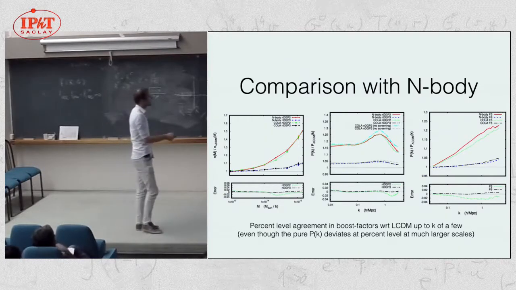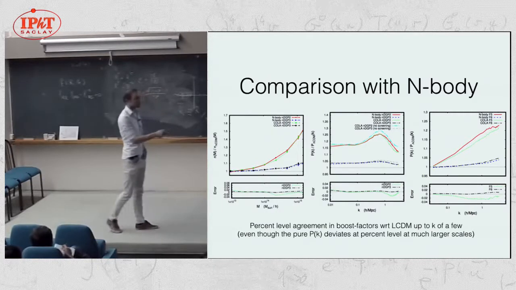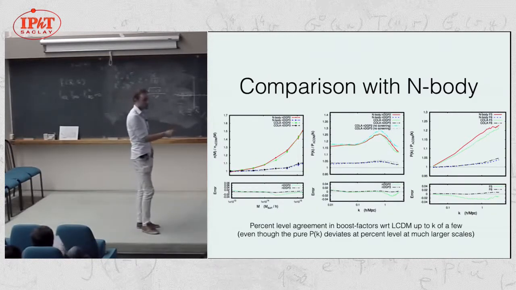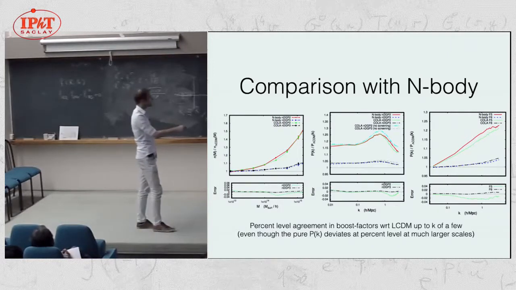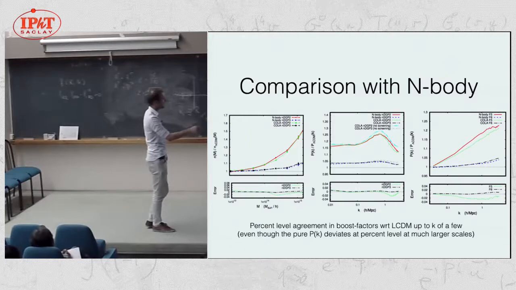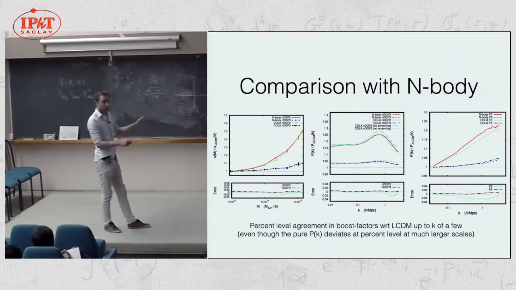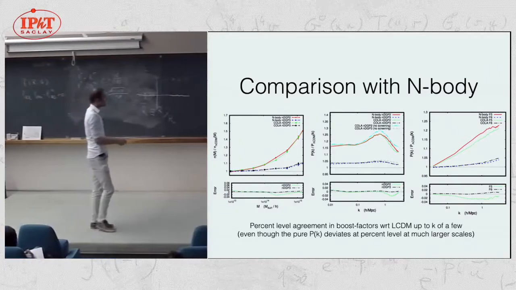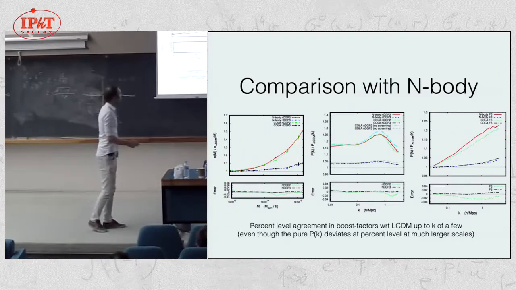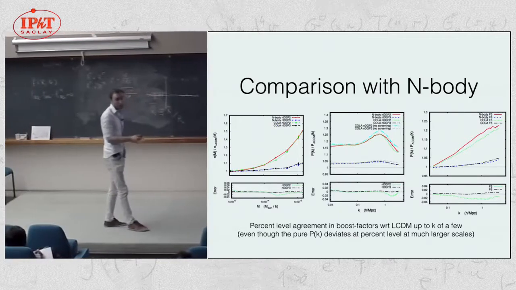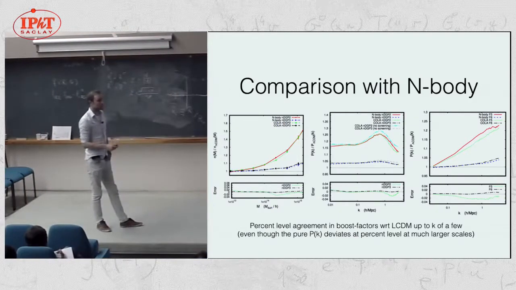So as you can see from this, if you look at just the pure mass function or the pure power spectrum, say the pure power spectrum might start, for the simulation details used here, deviating from the n-body around k of 0.5. However, these boost factors, both computed within each code, remain accurate to percent level up to k of a few. So this works very well, and you can apply this to practically any of these models that have screening.